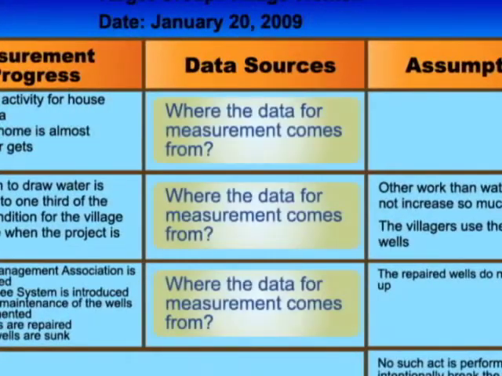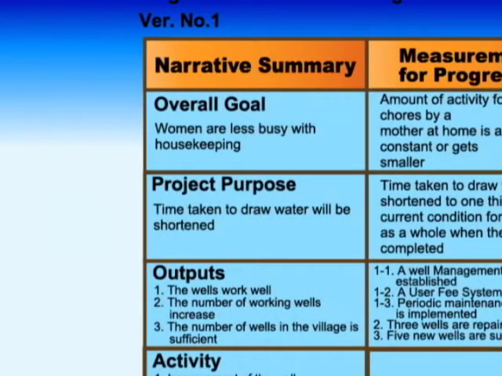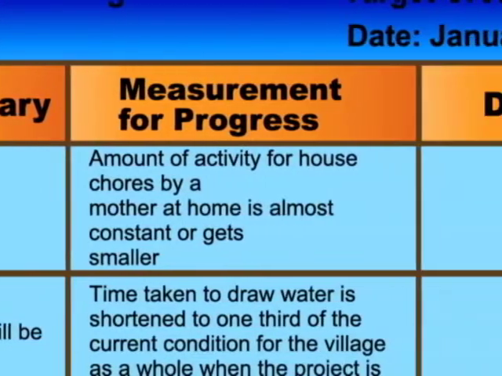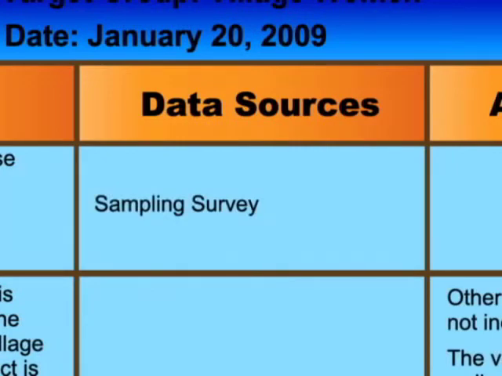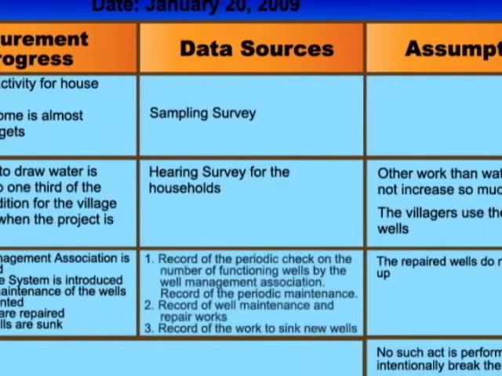This is where the data for measurement comes from. In case of the water supply improvement project in Akihabara village, the measurement for progress for the overall goal is women are less busy with housekeeping. So, the data sources can be sampling survey for the villagers and so on. In this way, data sources for each measurement for progress should be described.